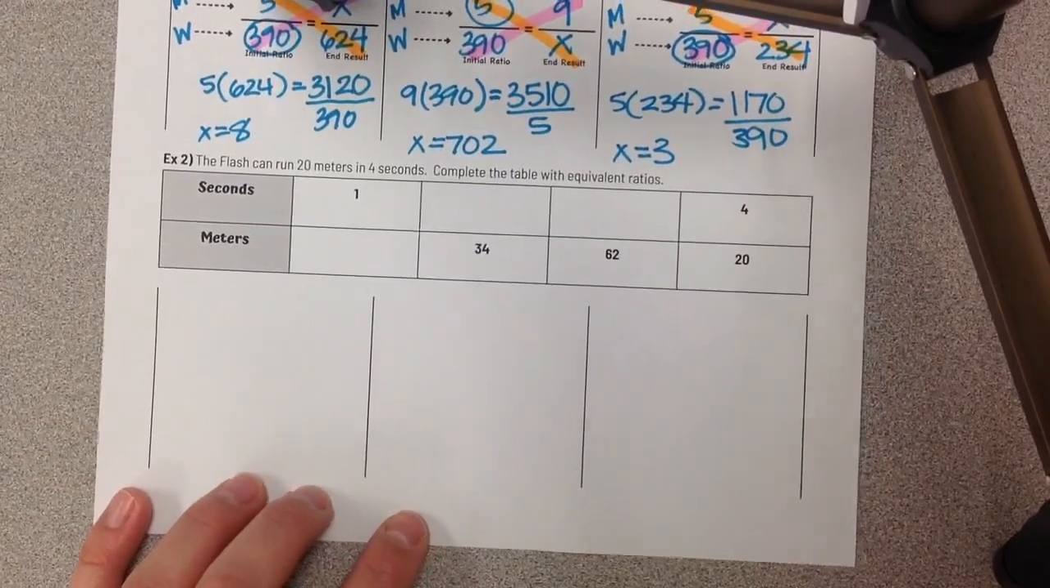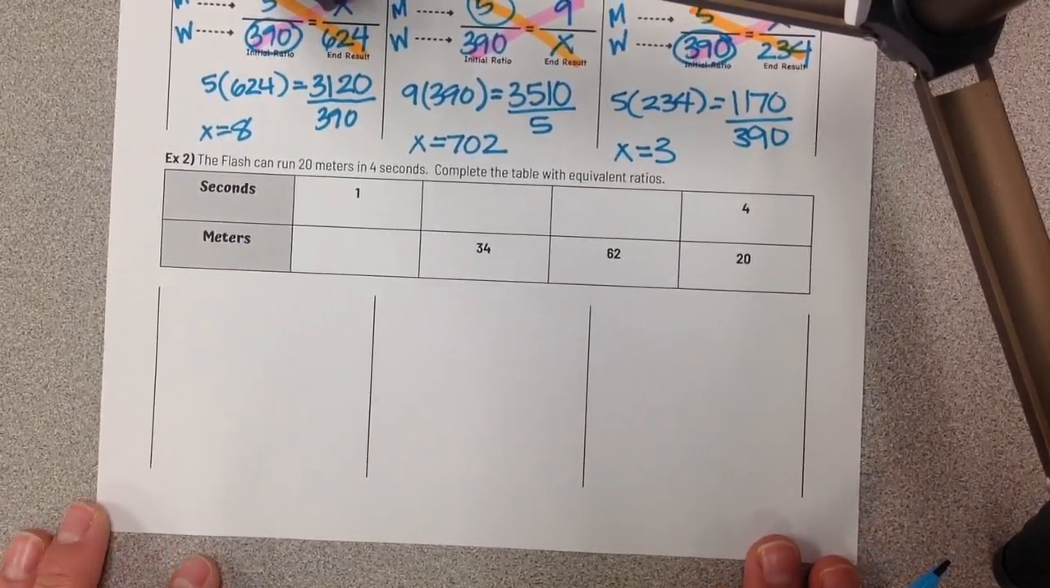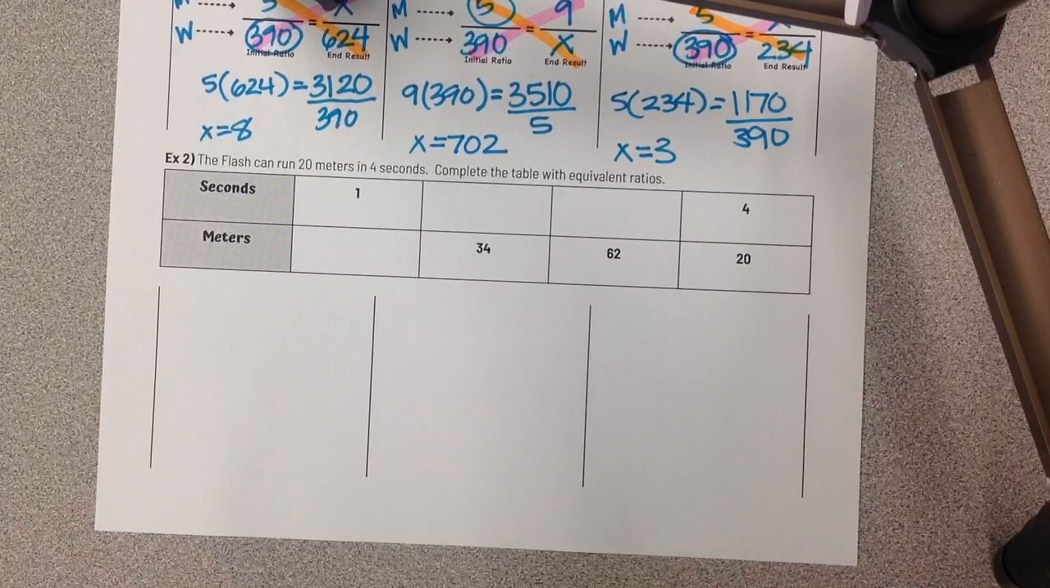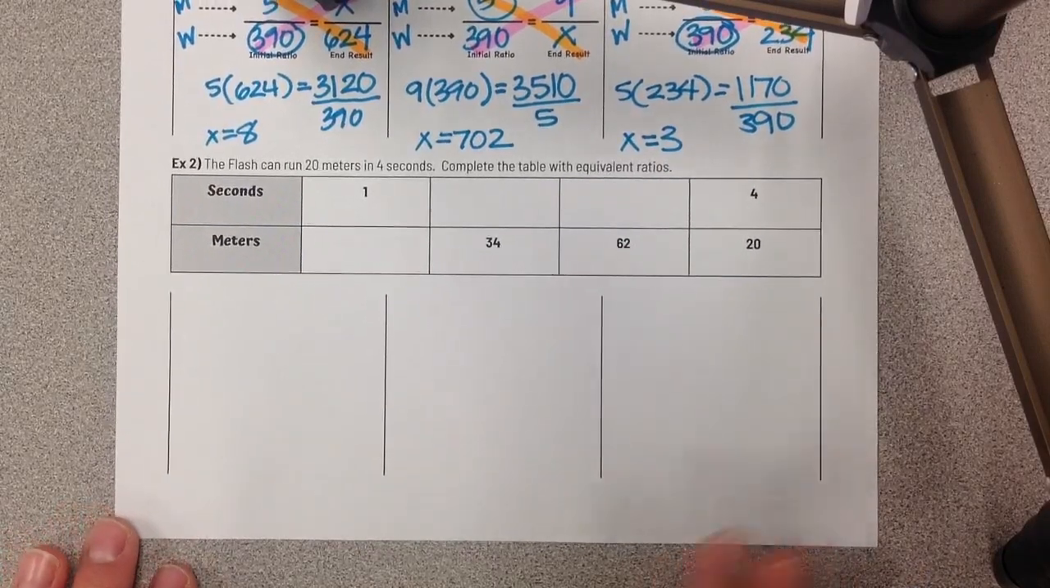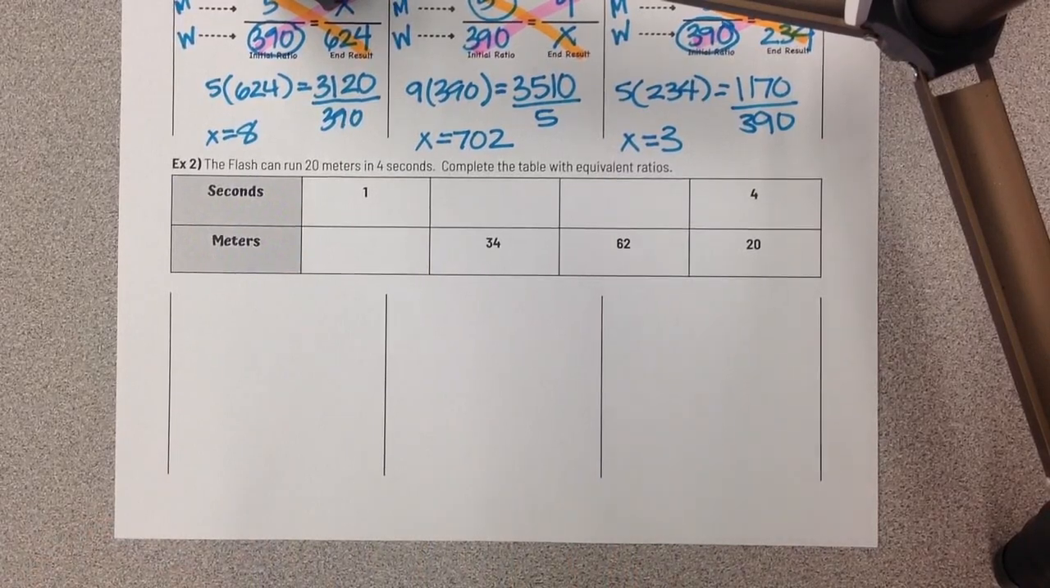Okay, example 2. The Flash can run 20 meters in 4 seconds. Complete the table with equivalent ratios. So this time we're asking you to set up the proportions on your own. We've given you a lot of support with that for the past 6 lessons, so now it's your turn to try it.